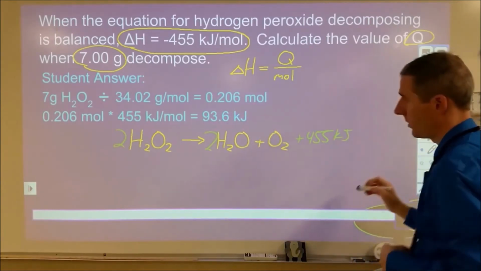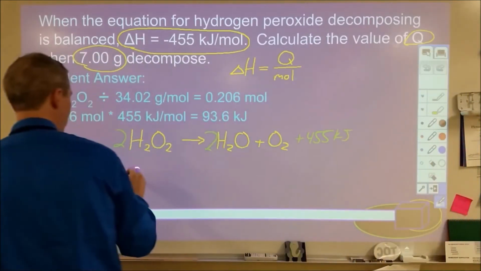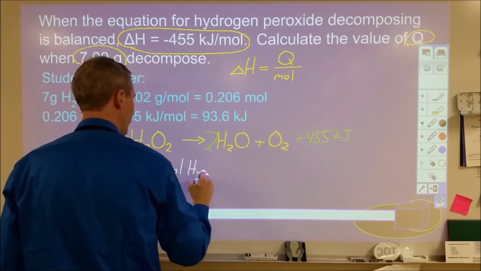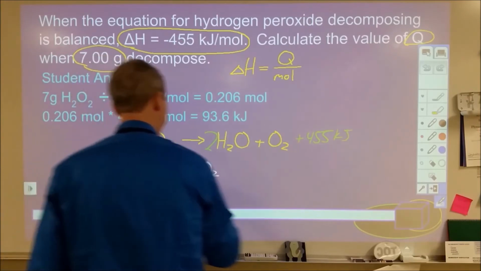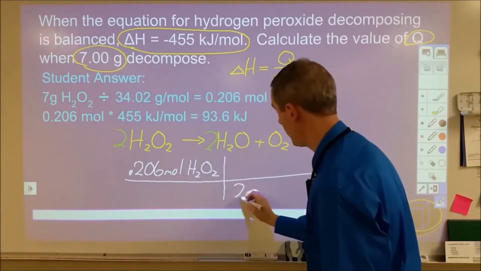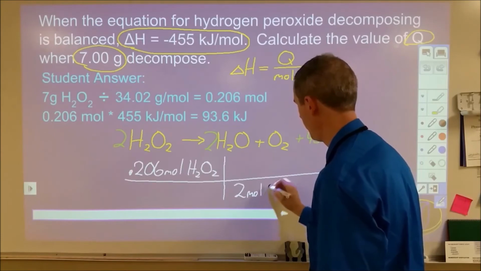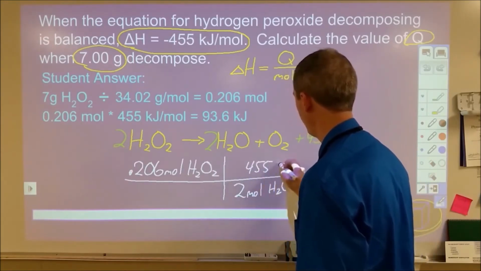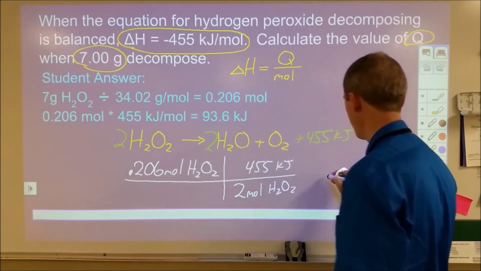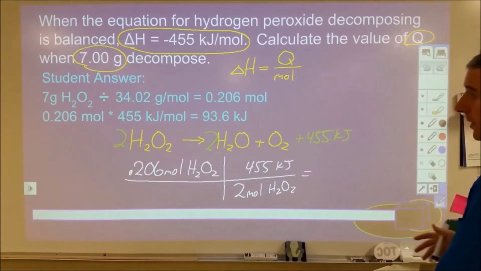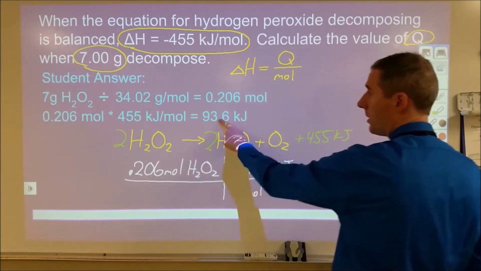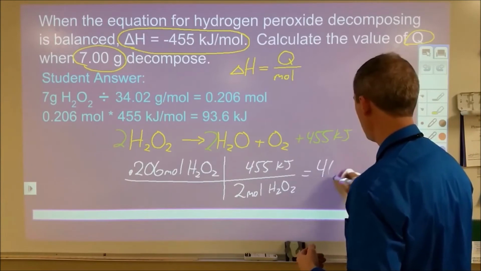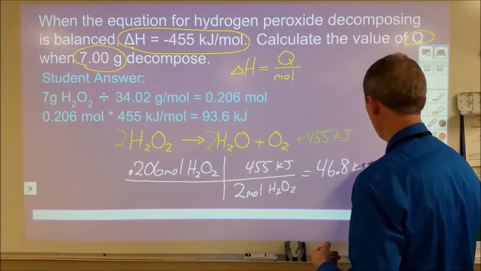Okay, so the actual answer, what we want to do is take this 0.206 moles of peroxide, and we would want to say for every 2 moles of peroxide, we would expect 455 kilojoules to be released to the surroundings. And so from there, we can see that instead of doing what the student did here, we should be dividing that by 2, and that's going to come out to, I believe, 46.8 kilojoules.